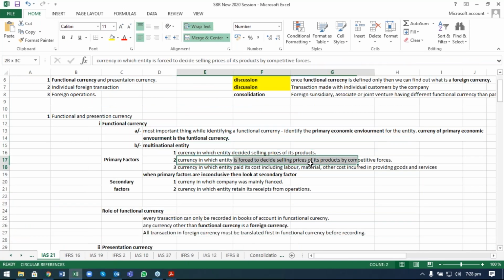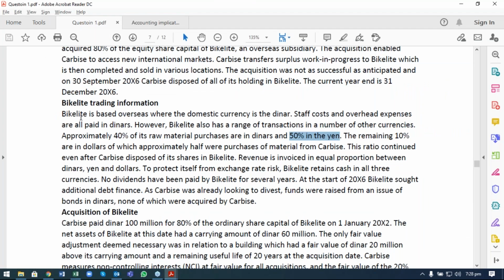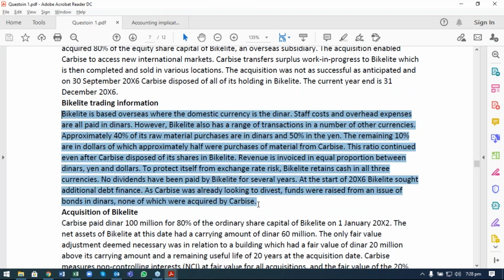the currency in which the entity is forced to decide the selling prices of its product by competitive forces. Do you think anything was mentioned in this scenario? If you want, we can read it once again. There is nothing mentioned that Backlight was forced by its competitors to set its selling prices, right?